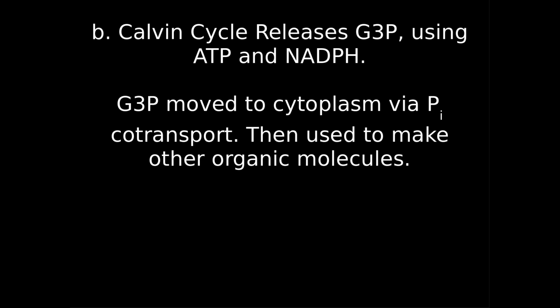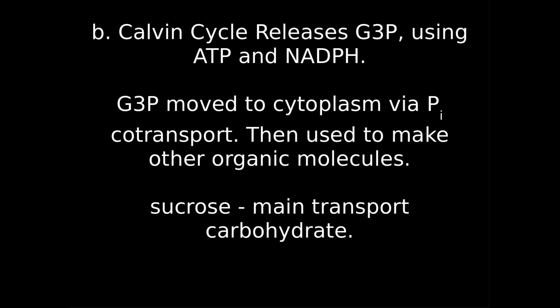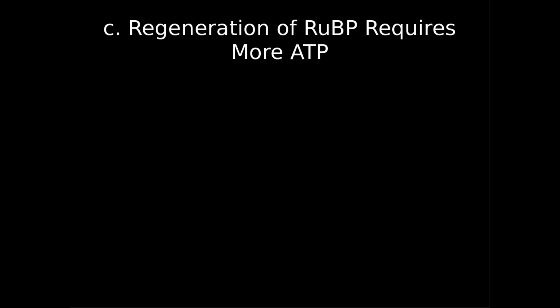The glyceraldehyde 3-phosphate is then moved into the cytoplasm using phosphate cotransport, and is used to make other organic molecules. We can use the glyceraldehyde 3-phosphate to make a plethora of other things, and sucrose is the main one that most plants are going to be making with it, which is the main transport carbohydrate. Then we need to regenerate the ribulose bisphosphate from the other glyceraldehyde 3-phosphate that we had.